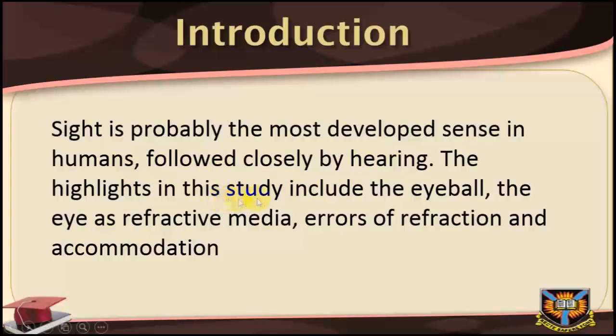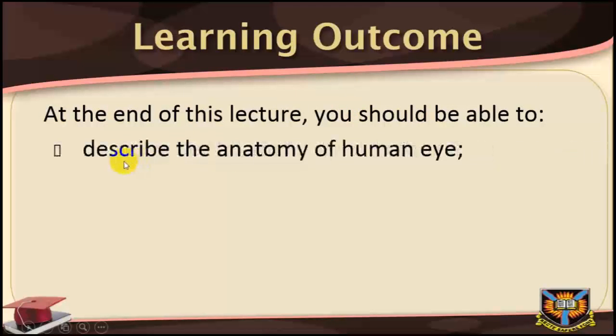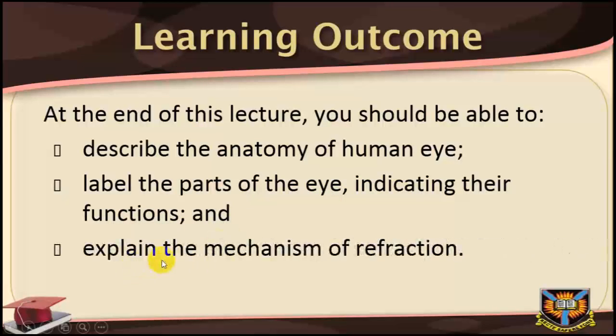The highlights in this study include the eyeball, the eye as refractive media, errors of refraction, and accommodation. Objectives. At the end of this lecture, you should be able to: 1. Describe the anatomy of the human eye, 2. Label the parts of the eye, indicating their functions, and 3. Explain the mechanism of refraction.